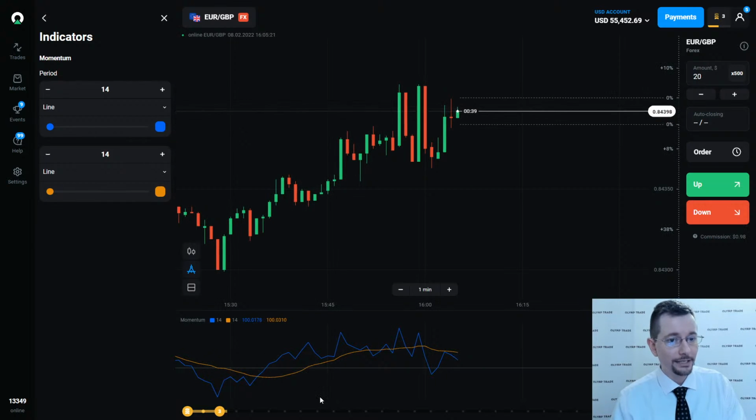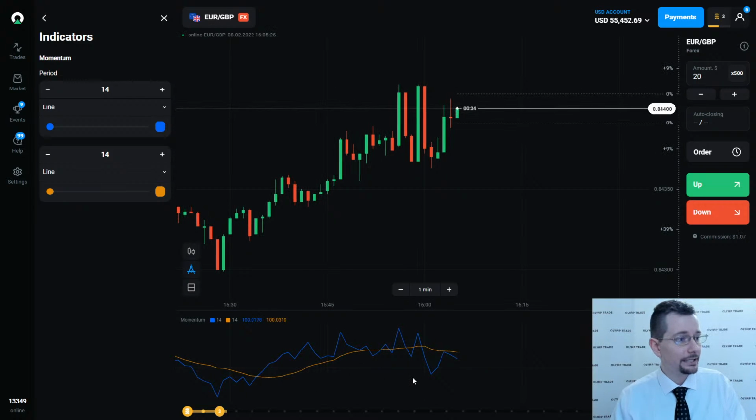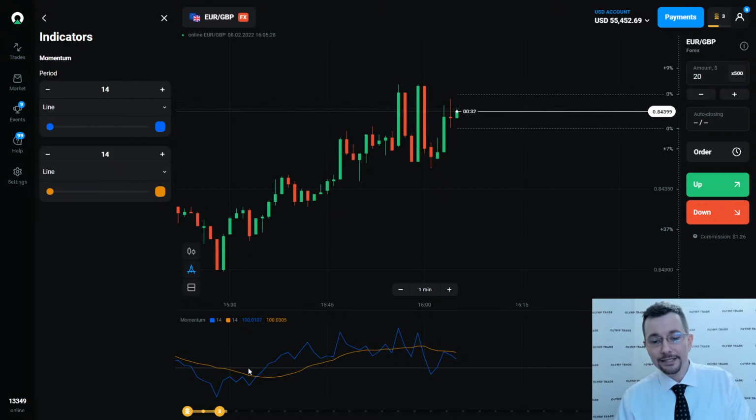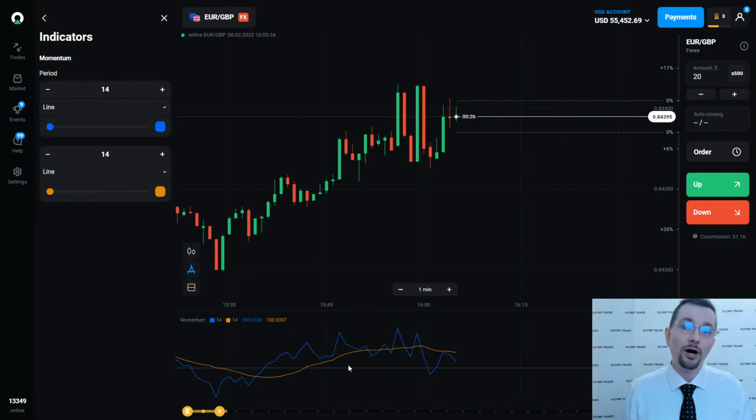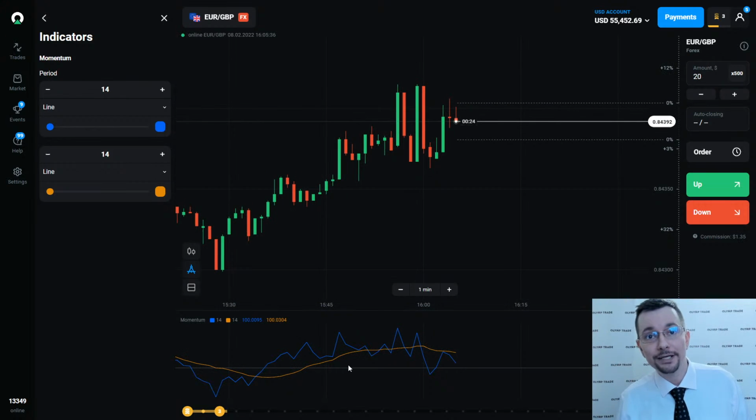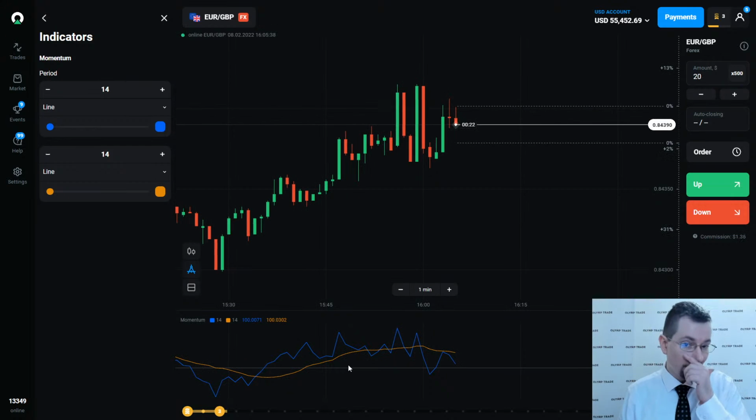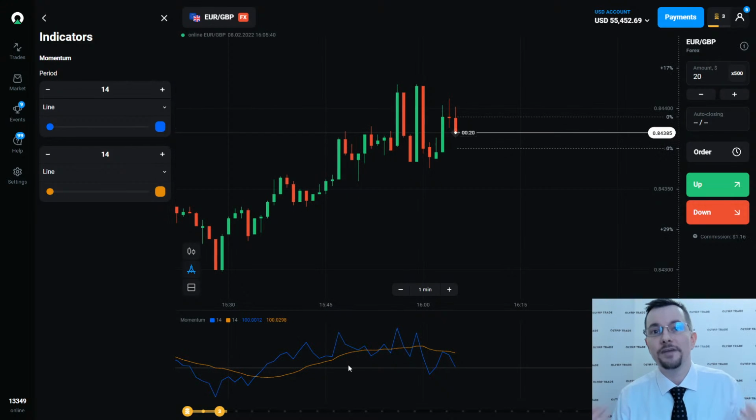When this indicator crosses the 100 level, this middle line is the 100 level, when the indicator crosses the middle line from top to bottom, we want to open up a sell trade. And if we're crossing from bottom to top, then we want to open up a buy trade. Very simple. We just wanted to put it out there for you guys that it is very effective, right?